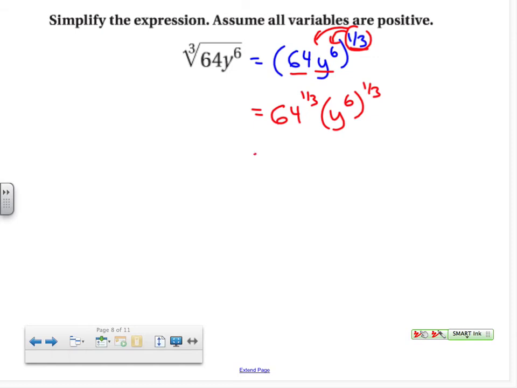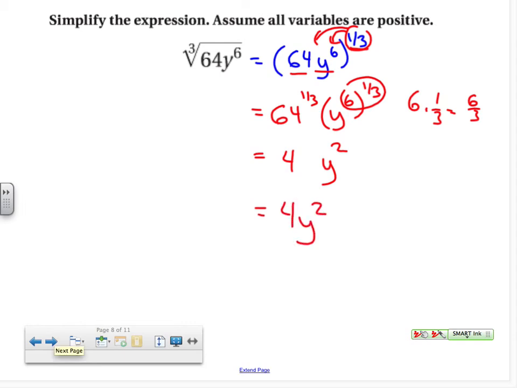Now 64 to the 1/3, if you happen to know that, you can calculate it. 64 to the 1/3 is 4. Here we got a power to a power, so we're going to multiply. 1/3 of 6, 6 times 1/3 equals 6 over 3, which is 2. So we got 4y squared.